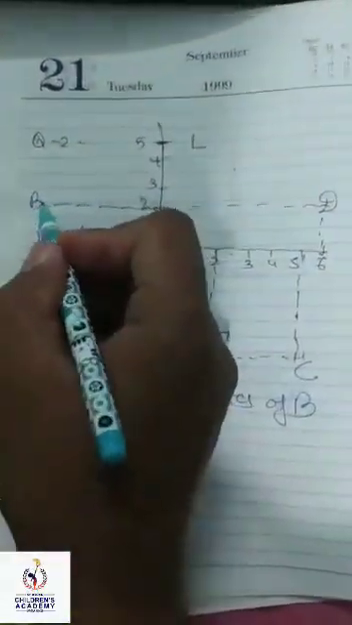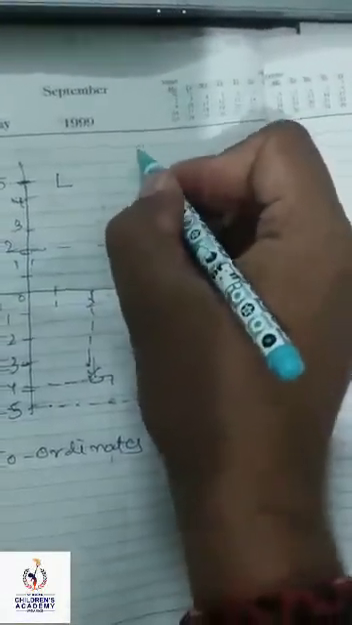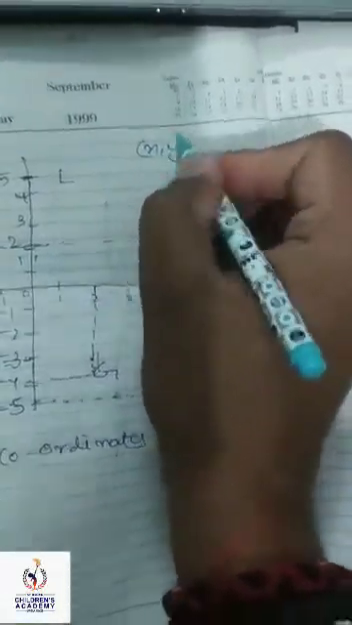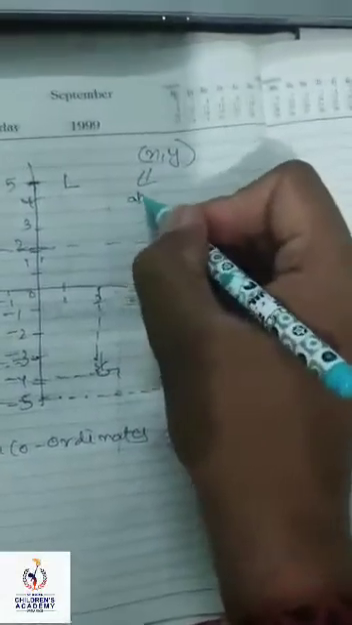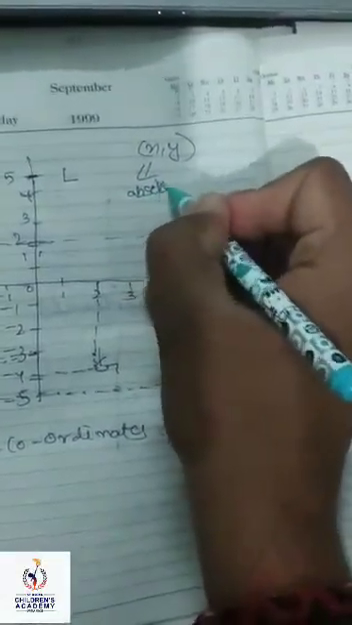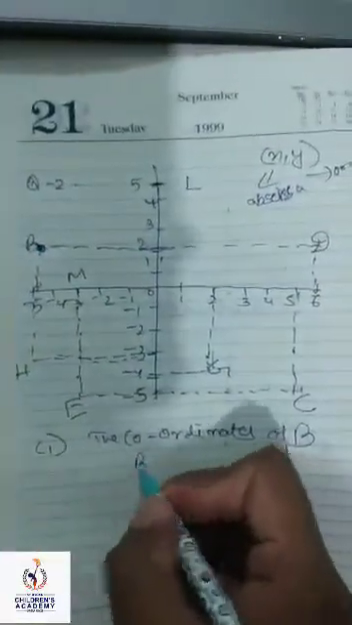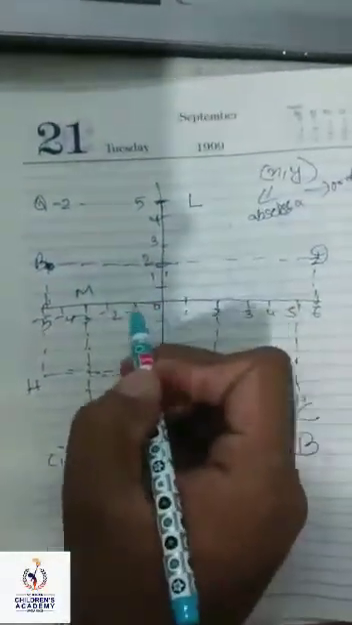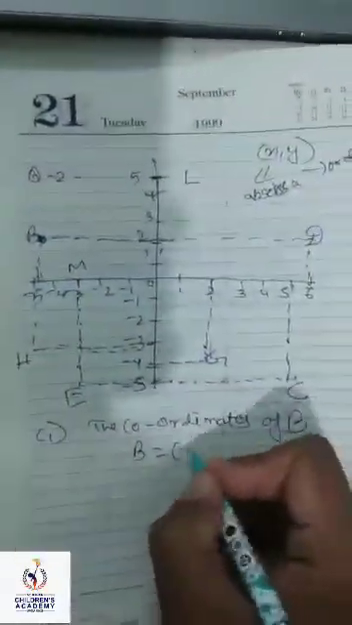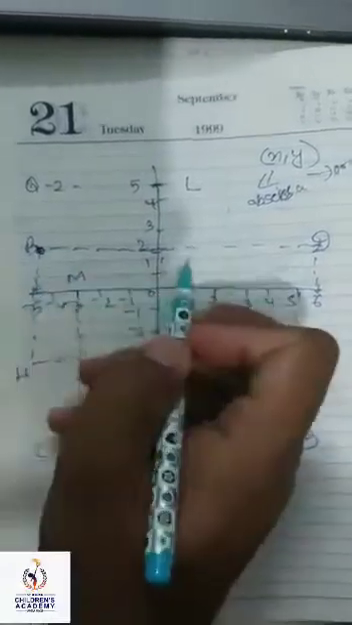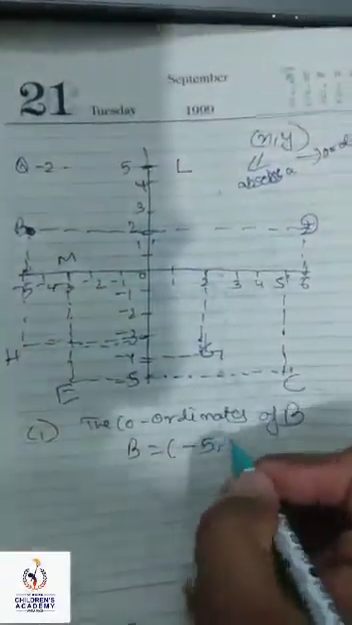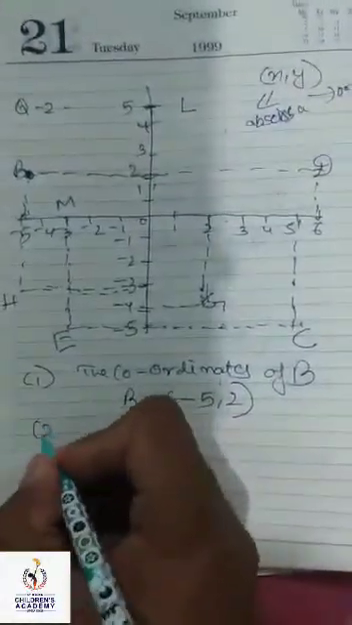Here it is. So in introduction video we have discussed that we express coordinate in xy form, where x is abscissa and y is ordinate. So we have to write coordinate of B. So coordinate of B on x-axis is -5, okay, and on y-axis it is 2. So -5, 2. This is the coordinate of B.